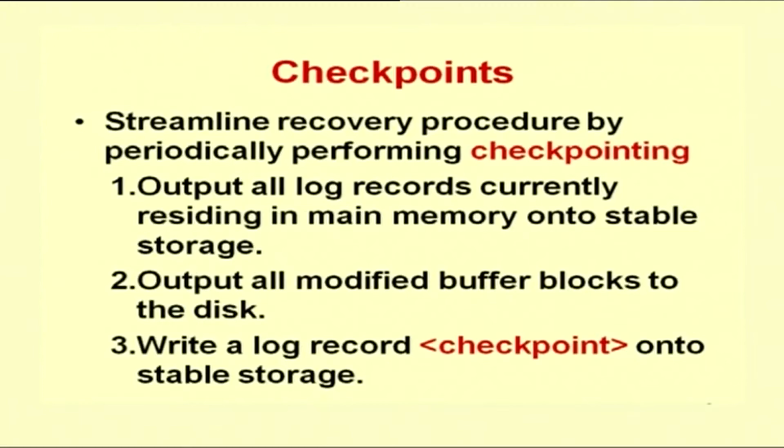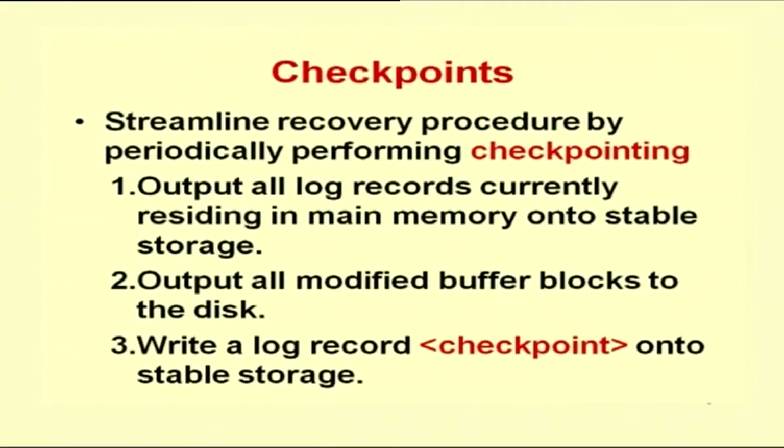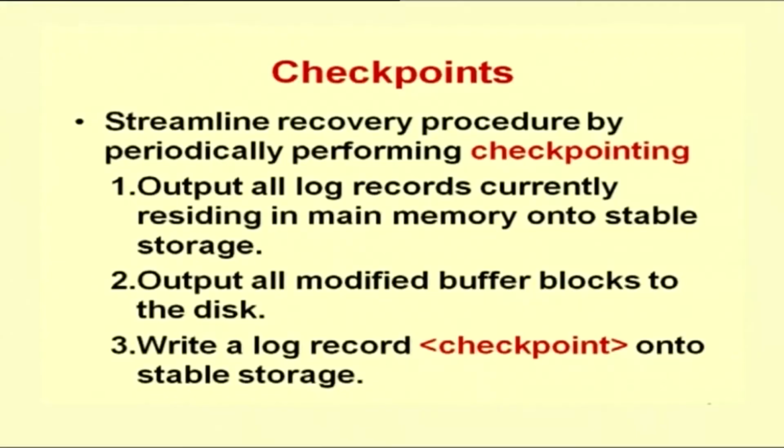What we do during a checkpoint is output all log records currently in main memory onto the stable storage. Now, we are talking more about storage management, how from main memory we have to put things into stable memory. Then all the modified buffer blocks in main memory have to be written to the disk, and a log record checkpoint has to be written onto the stable memory. So, all these three operations you have to do during the checkpoint. We are looking at what all has to be put into the stable storage, or the physical disk, or whatever we call it.